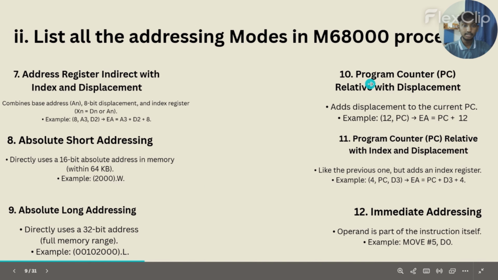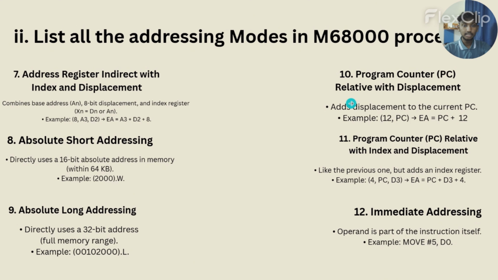The tenth one is the program counter PC relative with displacement. It adds a displacement to the current PC. For example, we have 12(PC). The EA is PC plus 12. The eleventh one is program counter PC relative with index and displacement. It's like the previous one, but it adds an index register. For example, there is 4(PC,D3). So the EA is PC plus D3 plus 4.